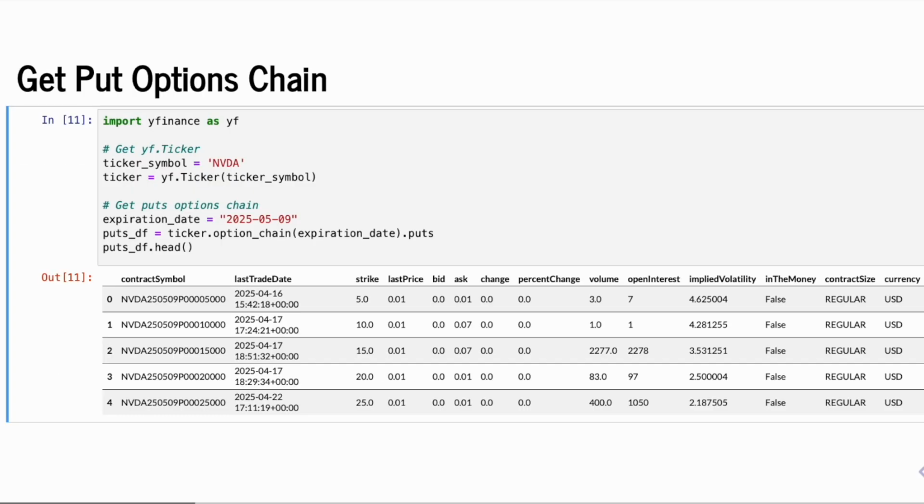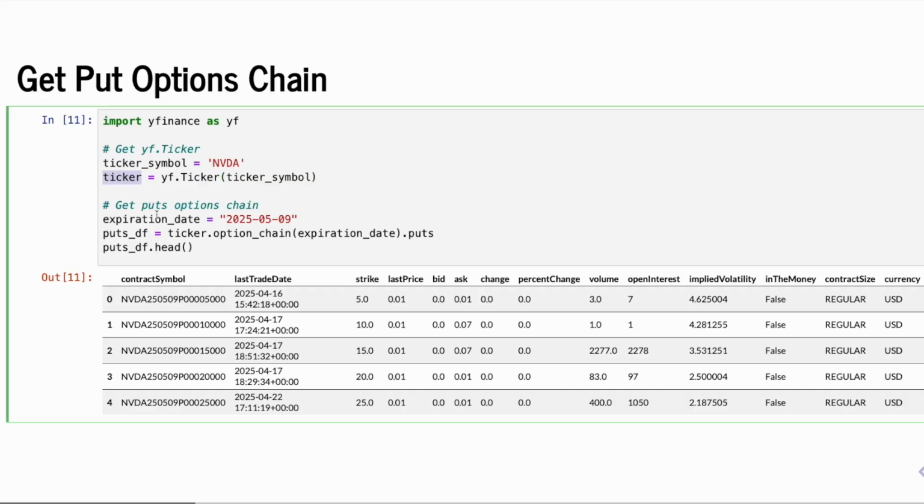Alright, so let's first get the put options chain for a stock. So here I'm going to be using yFinance Python library. I've already installed the library, and here I'm importing it as yf. I first get a yFinance ticker. So yFinance ticker is the entry point for all pricing and metadata about a stock. So here I'm getting a yFinance ticker for NVIDIA.